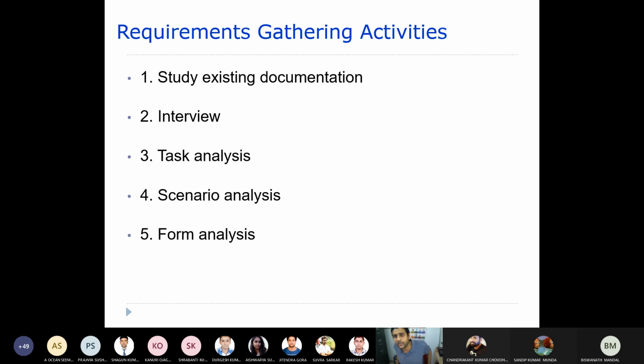whatever existing documentation is available for that particular system, they are saying the same thing or they want something else. So everything can be verified there. That is the way that you will be able to gather the requirements from the users. And it may be a task analysis; ultimately a task is also a kind of service.